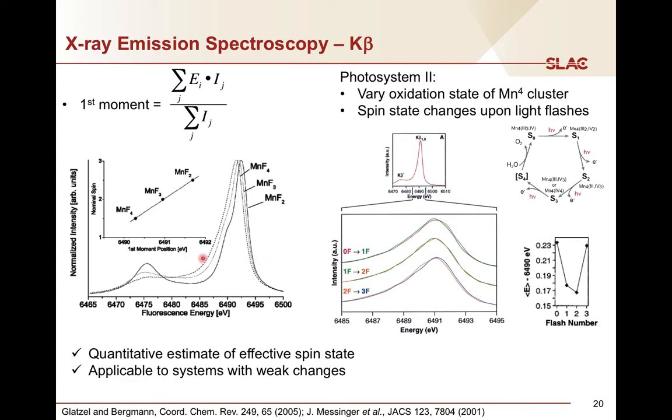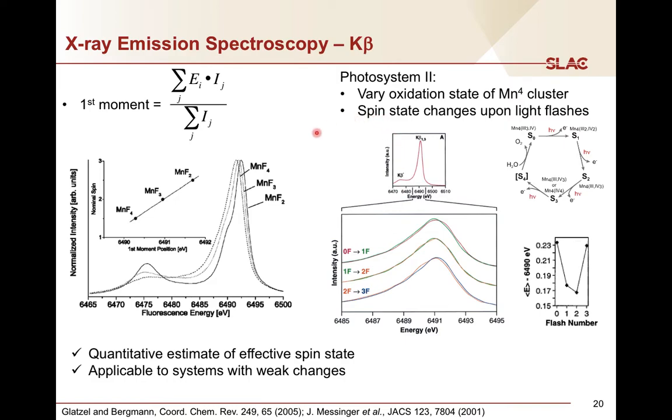So here they took, I don't know exactly, from 6,485 up to 6,500. And now when this first peak moves, the center of mass will move, and it's a linear relationship. And that is actually pretty sensitive. They have used that for the photosystem 2 system. That's here Johannes Messinger's paper.